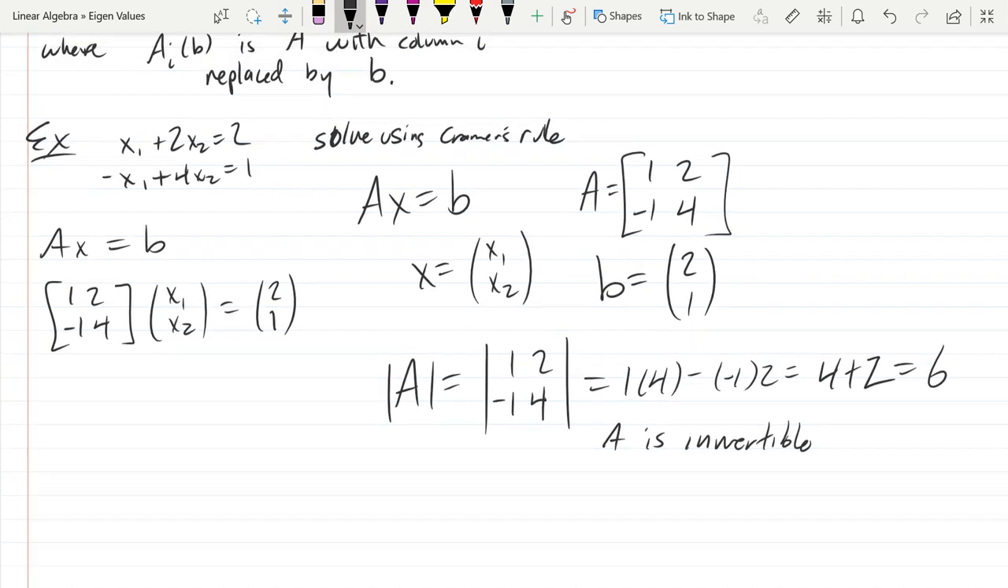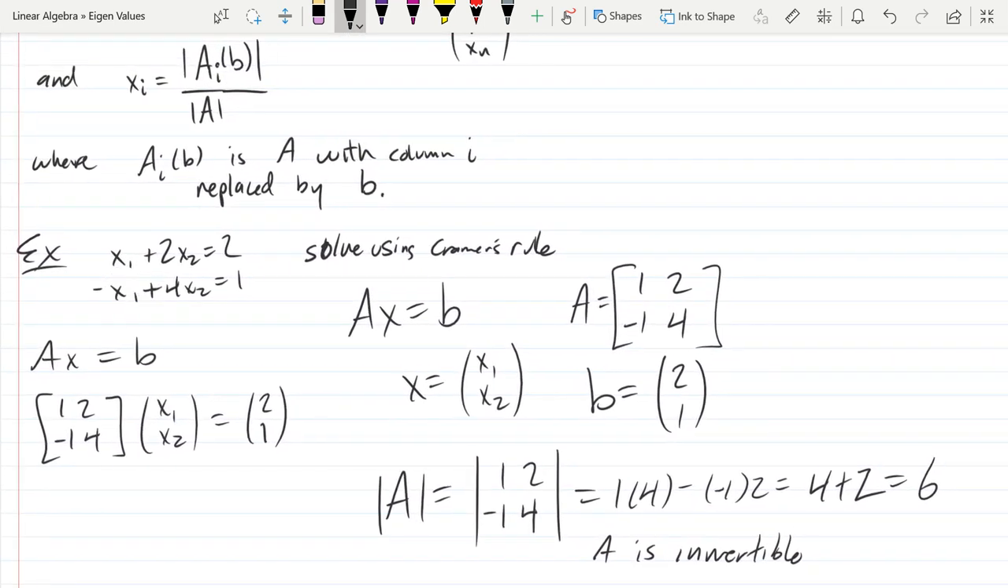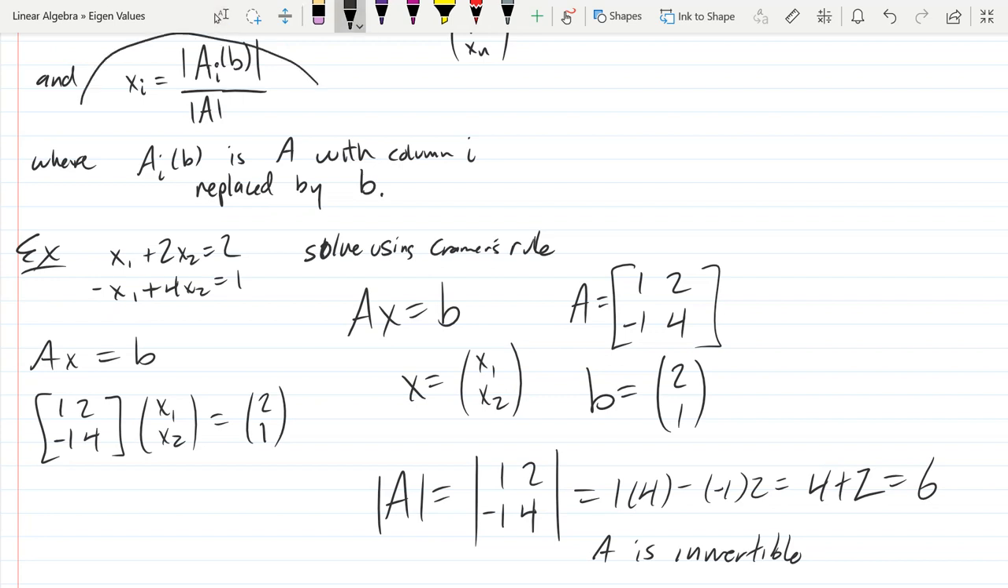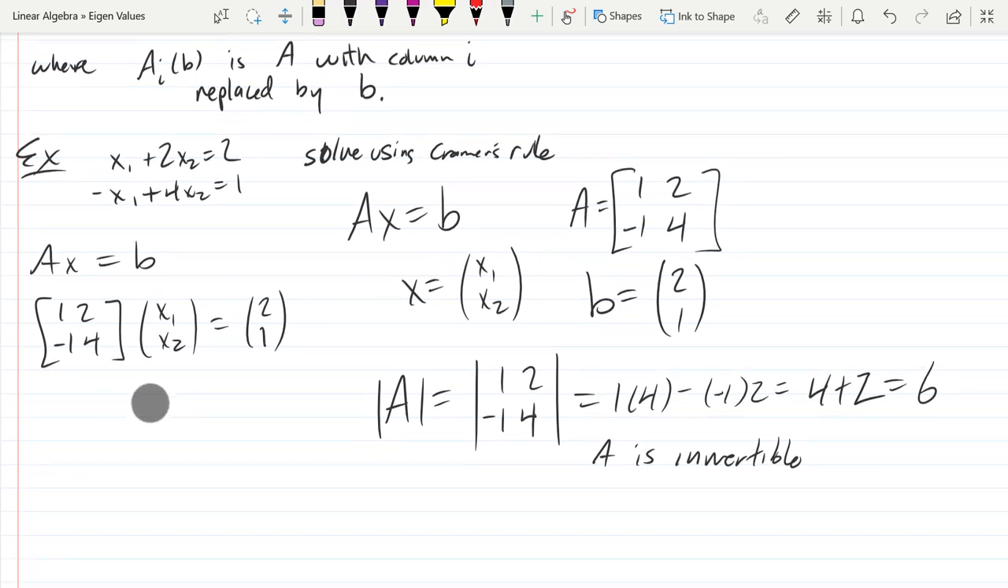Now, if we look back at Cramer's rule, looking at what the xi's are going to be, what would be the problem? It's at the very top of the board here. What would be the problem if A was not invertible? We'd be dividing by zero. So if the determinant of A is zero and you keep going with Cramer's rule, hopefully at some point you'll realize you're dividing by zero. And that obviously shouldn't be happening. So Cramer's rule would not apply in that case, but our determinant is 6.